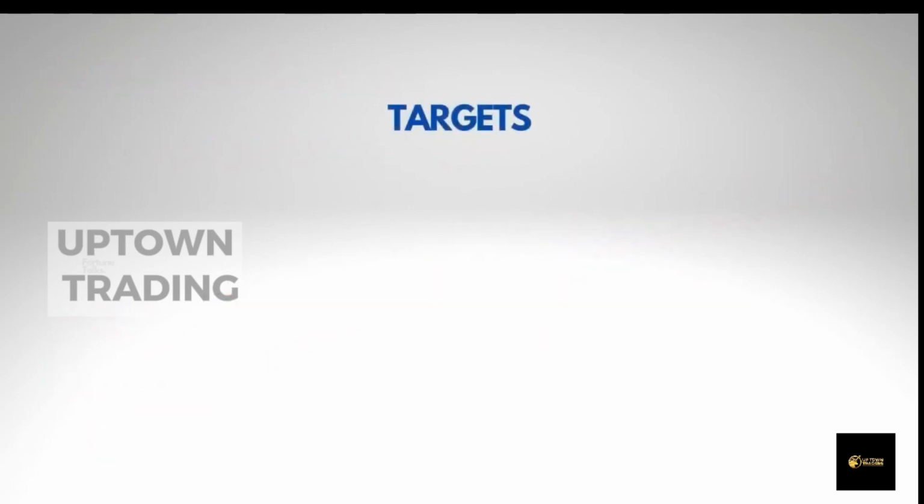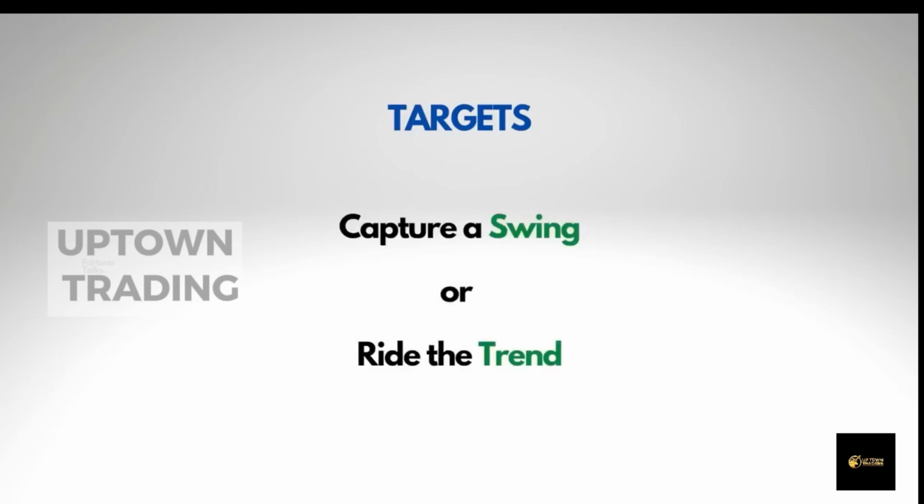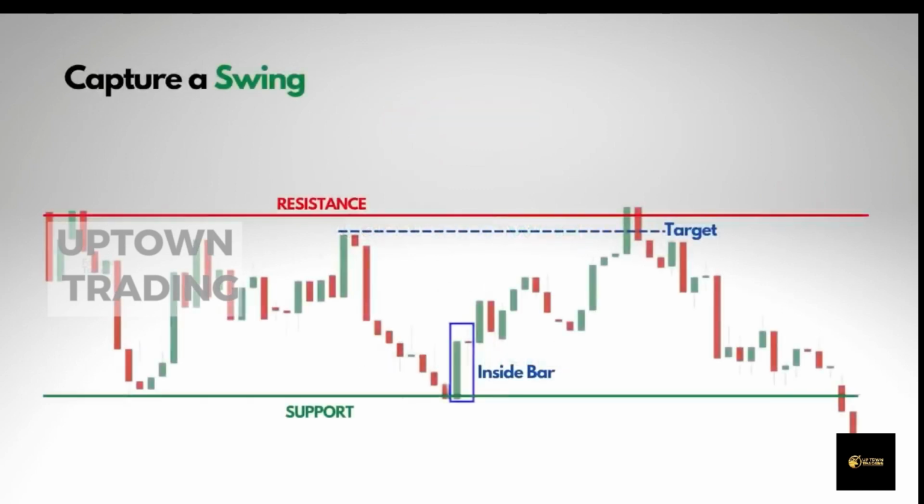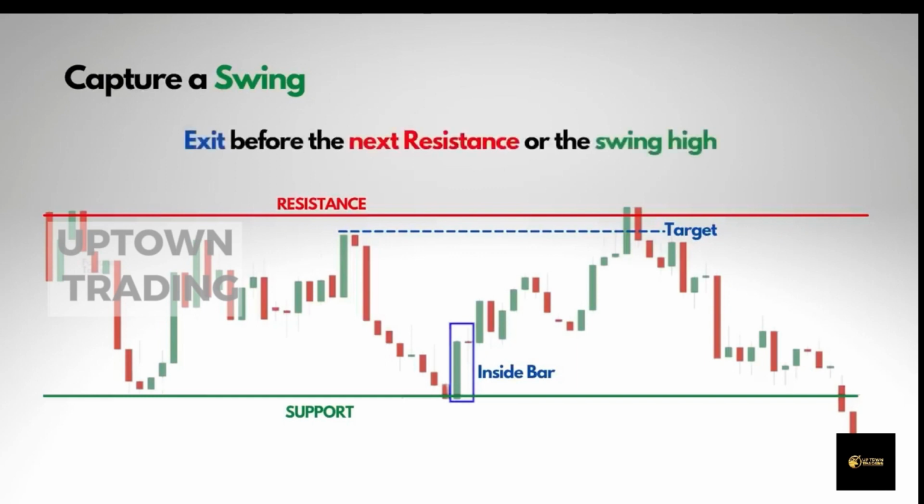Now let us talk about setting targets for inside bar trades. Now your exits or targets depend on your goals. So you can either catch a swing or you can ride a trend. So if you intend to catch a swing, then you can exit your trades before the opposing pressure comes in. For example, if you have taken a reversal trade from the support and you are long on the market, then you want to exit your trade before the next resistance or the swing high.